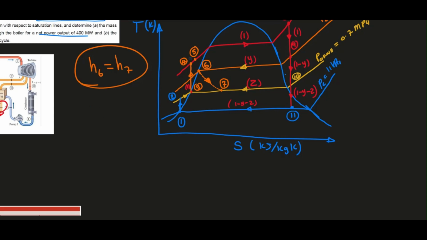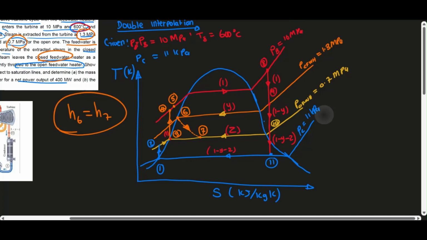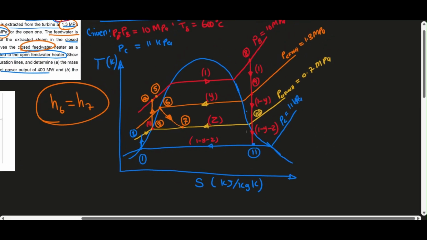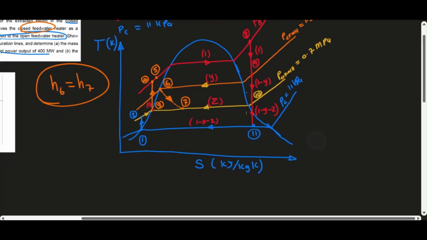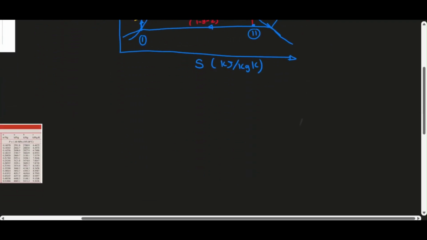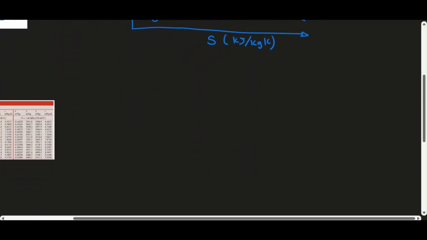So you can start at any state that you feel comfortable with, but I'm going to start at state 8. Then I'll move on to state 9, probably also state 10, because those are where I've seen that double interpolation is needed. Okay, so it's state 8. The pressure is 10 megapascal, temperature is 600 degrees Celsius.